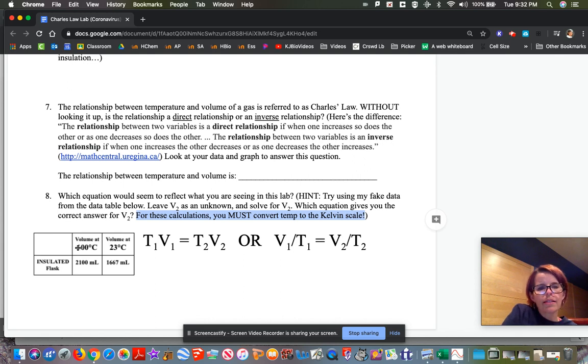So I said that this is 100 degrees Celsius. How do you convert that to Kelvin? It's really simple. Add 273. Okay, so just add 273 to those, and then you can use them in these calculations. So see if you can figure out what the right equation is for Charles' law.